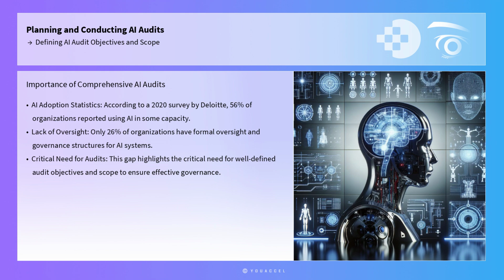Statistics underscore the importance of comprehensive AI audits. According to a 2020 survey by Deloitte, 56% of organizations reported using AI in some capacity, yet only 26% have formal oversight and governance structures for AI systems. This gap highlights the critical need for well-defined audit objectives and scope to ensure AI systems are effectively governed and aligned with organizational and ethical standards.